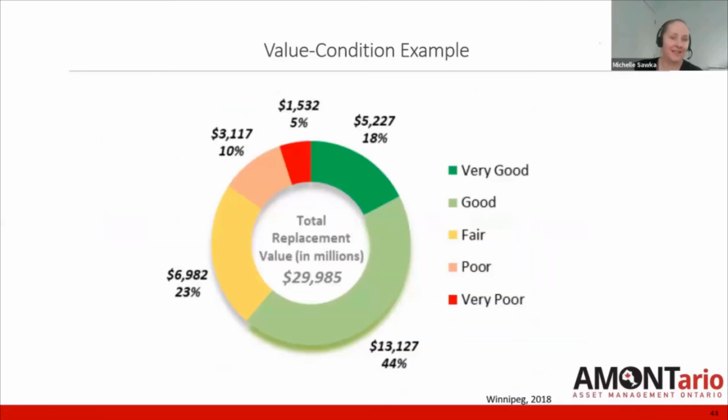Okay, here's one final example from Winnipeg. So this combines condition assessments with valuations to provide some useful insights. So there's a lot of investment in their assets that are in very good condition in the greens here. If a lot of the asset value was reflected in poor or very poor condition assets, so the pink or the red, that would be a really big red flag, indicating a high level of investment will likely be needed soon. So this type of analysis is useful for any type of infrastructure.